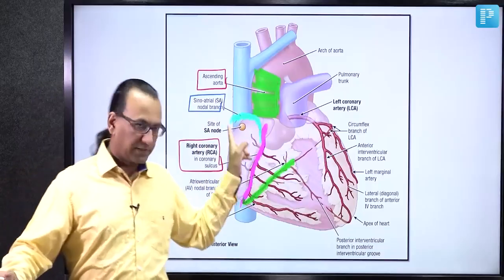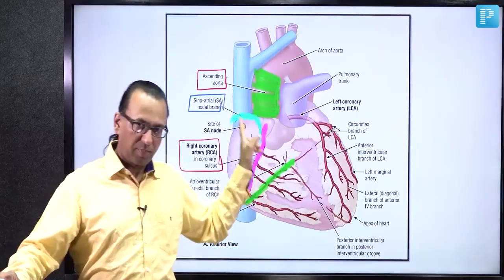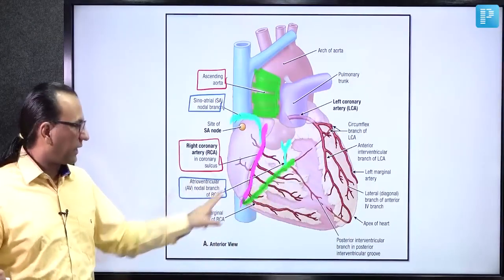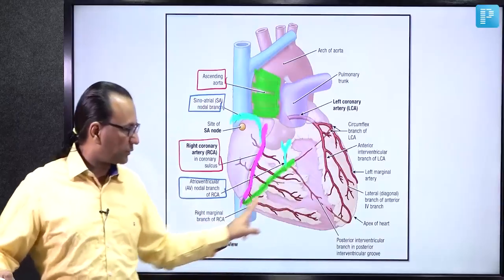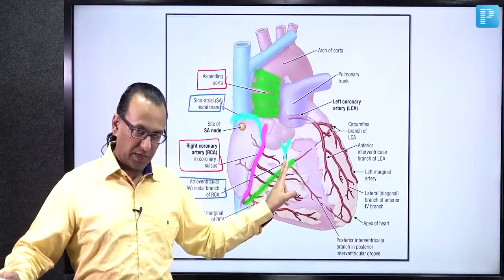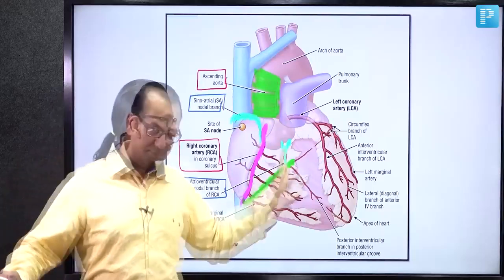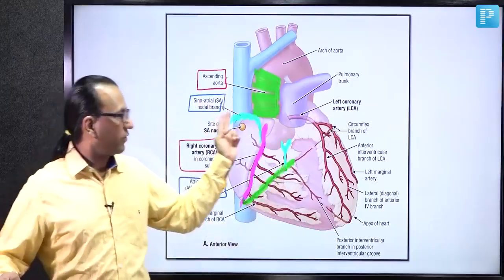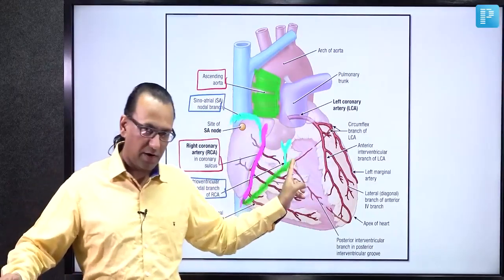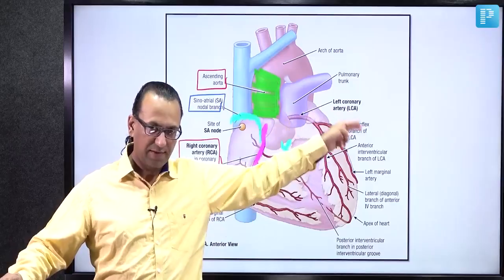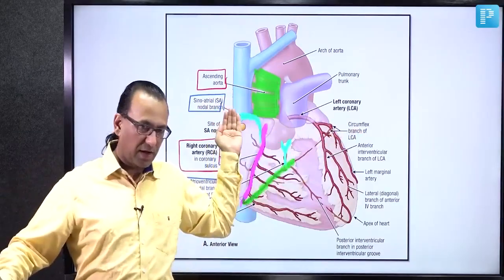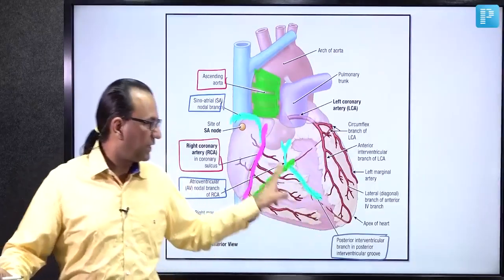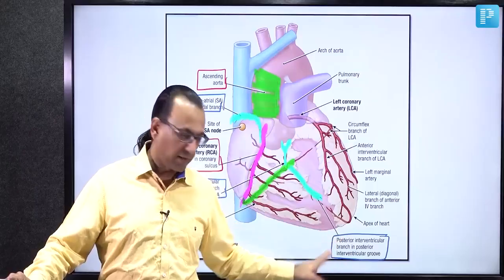Remember, the SA nodal artery is a branch of the right coronary artery in most of the population. The AV nodal artery, which is given by the right coronary artery running in the right coronary sulcus posteriorly, is also usually a branch of the right coronary artery in most of the population, though in some people it may come from the left coronary artery as a variation. So the SA nodal artery and AV nodal artery are usually branches of the right coronary artery, though they may come from the left coronary artery as a variation in some people. The SA nodal artery is given anteriorly, the AV nodal artery is given posteriorly. And posteriorly, you can see one more branch, which is called the PIVA in the PIVG, supplying the PIVS.